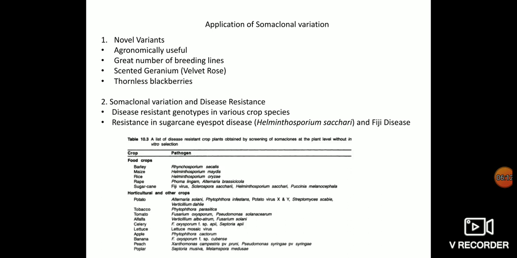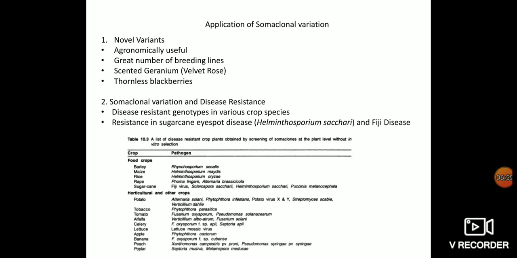It is mentioned that resistance was first reported in sugarcane for eye spot disease by Helminthosporium sacchari, which creates eye spot disease in sugarcane, as well as Fiji disease. Okay, that is also caused by the Fiji virus, Fiji virus disease of sugarcane. It can be rectified by regenerating the plant from the callus of susceptible clones, and it can be screened for the somoclones. Okay, so by overcoming certain diseases, we can create disease resistant plants. That is also a major application of somoclonal variation.